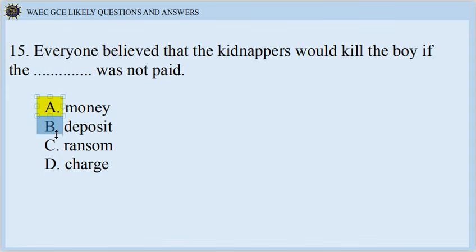Deposit in option B is money paid in advance for a good or any service. Ransom is the money demanded for the release of a kidnapped person. Charge, option D, means a fee for a service. Since the kidnappers demand the payment for the release of the boy, then ransom is the correct word. Everyone believed that the kidnappers would kill the boy if the ransom was not paid. Option C.